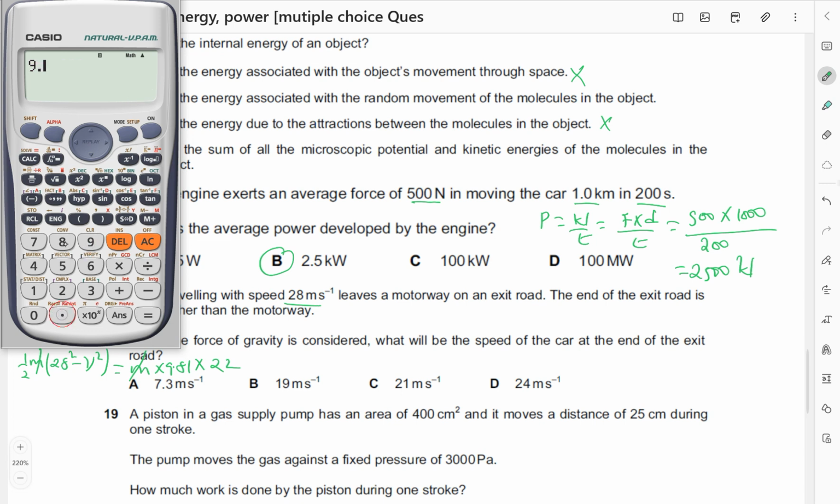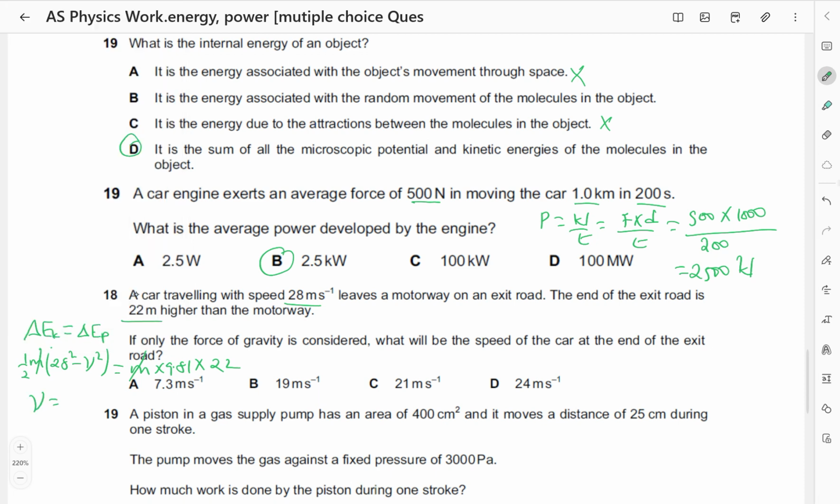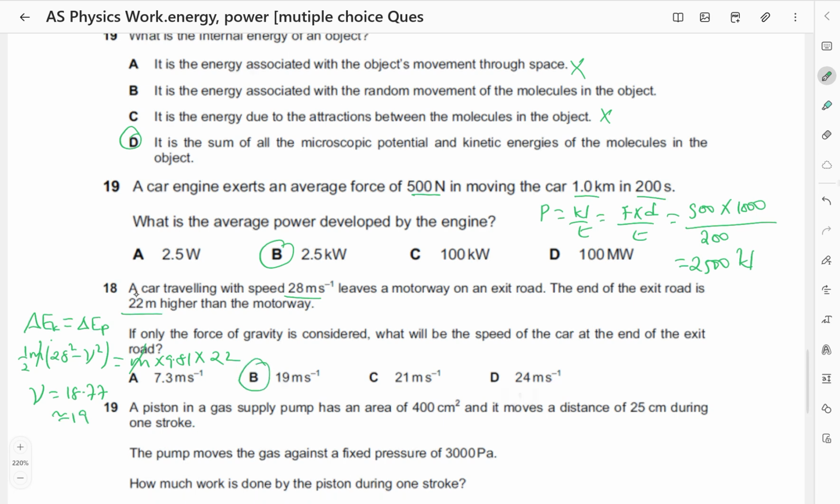So I have 9.81 times 22 on the right hand side, then I multiply this by 2, that is a half on the left hand side, then I will say 28 squared minus the answer. I'm making v squared the subject. Then I find the square root of the answer. I'm getting 18.77. So v, after finding the square root, is 18.77. So that means v is approximately 19. So the answer is going to be B.